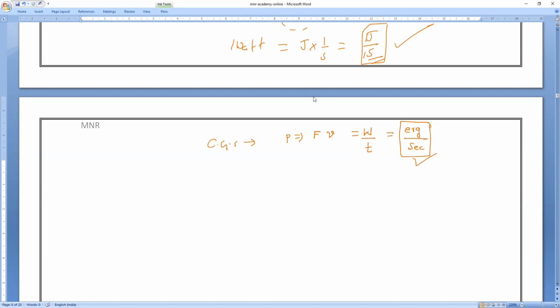Any doubt? Anybody can ask. Sir, so watt and volt are similar? No. Volt is different, watt is different. Volt is the potential difference, which you will study in 10th class. Potential difference is what we call voltage. Power means watt. Power is different, voltage is different. Very simple.